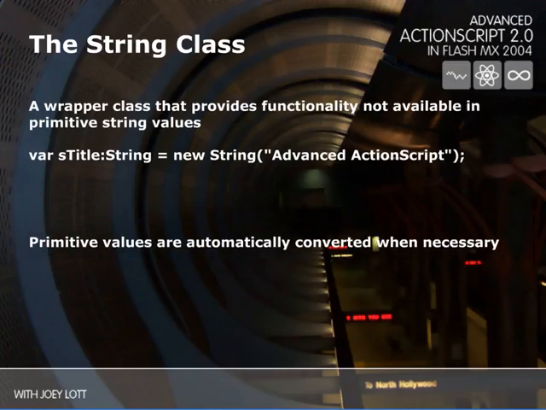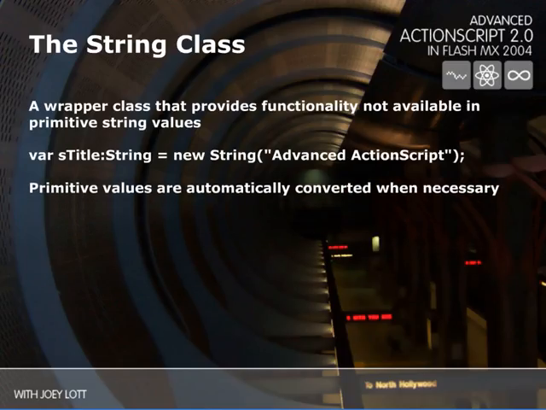The other way that you can create an instance of the string class is to actually allow Flash to do that for you. It happens automatically anytime that you attempt to use a primitive string value as an instance of the string class. That means anytime you try to call a method or a property of the string class from a primitive string value, Flash is going to automatically create a new string class instance for you.